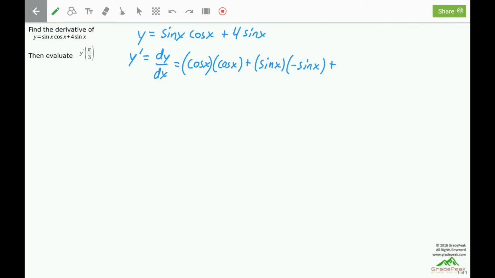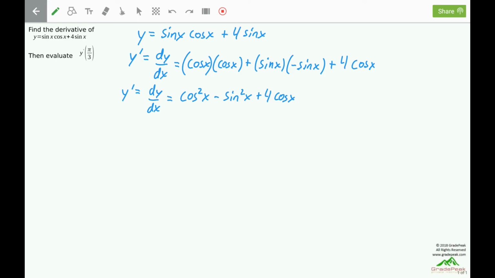That's all the derivative of just the first term using the product rule. Now we have the second term, 4 sine x. The derivative of that, the 4 will come along, and the derivative of sine is cosine. So y prime, or dy dx, equals cosine x times cosine x is cosine squared x. Sine x times a negative sine x will be a negative sine squared x, and then plus 4 cosine x. There's our derivative y prime.